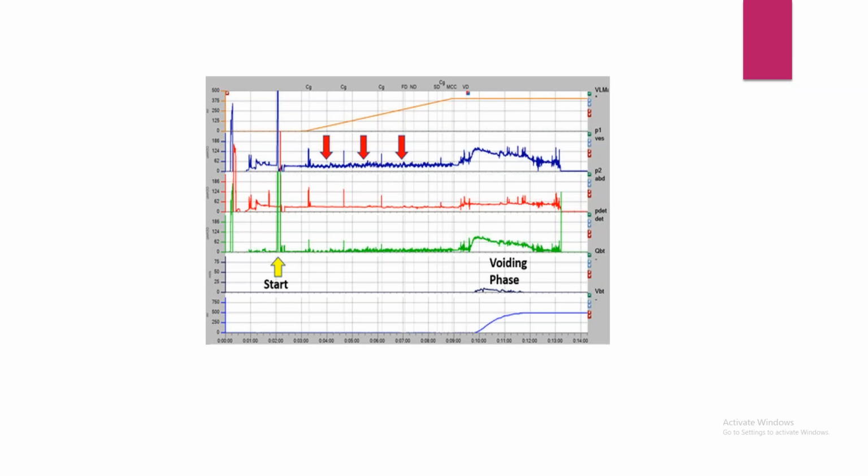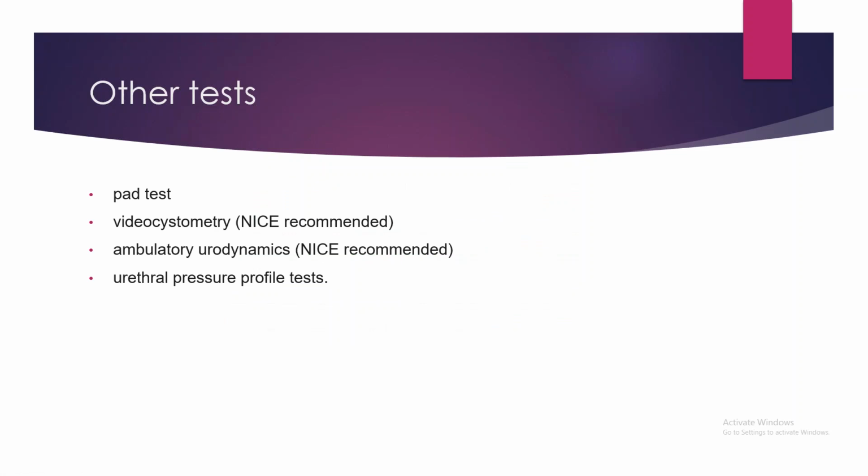So this was everything about the urodynamics. Simple urodynamics. Okay. Now, what are the other tests which can also be done for the diagnosis of lower urinary tract dysfunction? They are the pad test, video cystometry, ambulatory urodynamics, and urethral pressure profile studies. Okay, of these, only 2 are recommended by NICE. That is video cystometry and ambulatory urodynamics. The pad test and urethral pressure profiles are not recommended by NICE.